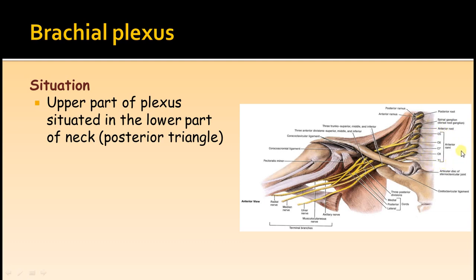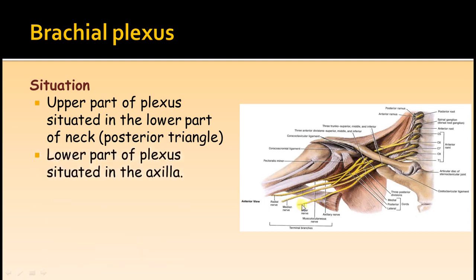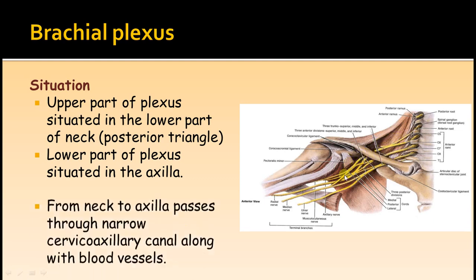They are the 5th, 6th, 7th and 8th cervical nerves, and the first thoracic nerve. These 5 nerves take part in the formation of the brachial plexus. They unite and divide in this very narrow area, and ultimately give the branches which supply your upper limb. Okay. The upper part, as I told you, is situated in the posterior triangle of the neck. Then they pass through the cervico-axillary canal, and the lower part of the plexus is situated in the axilla.